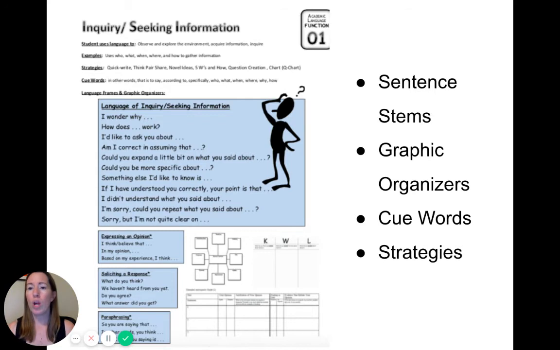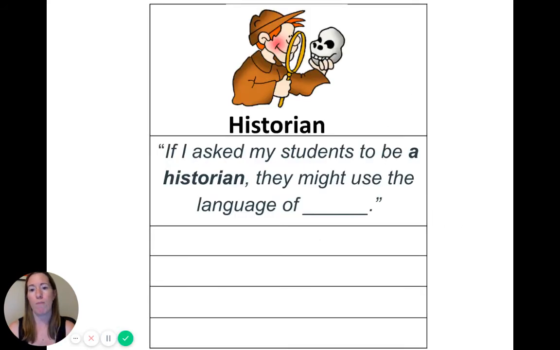You're going to see keywords, strategies. Strategies are collaborative activities students can do that would promote this language function. So this is a great toolkit for planning and will definitely help us in our PBELL.